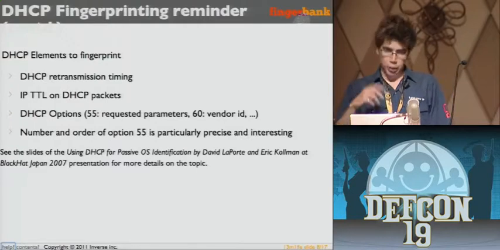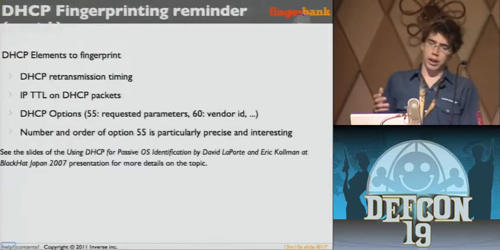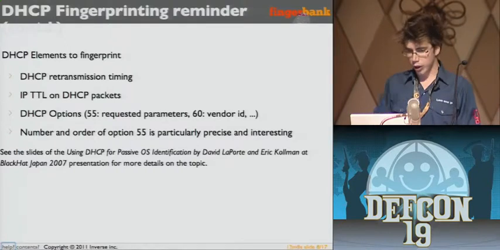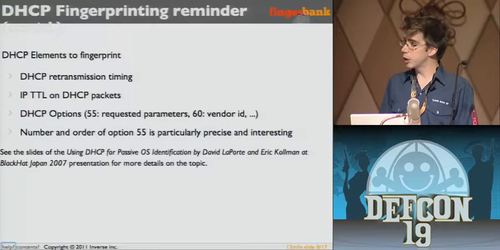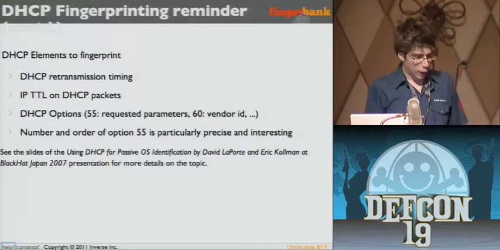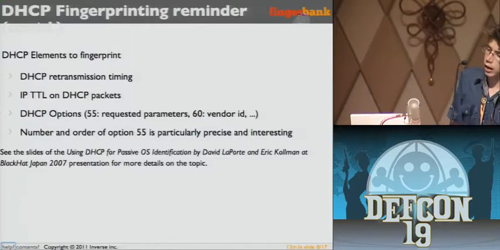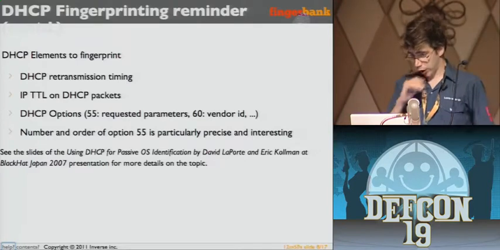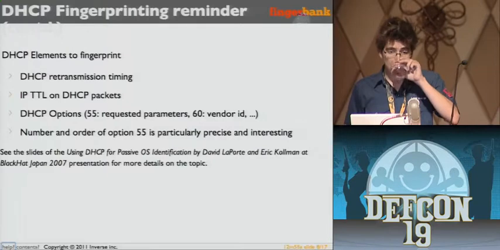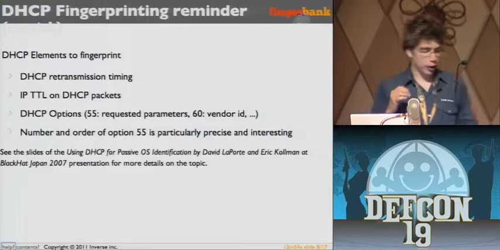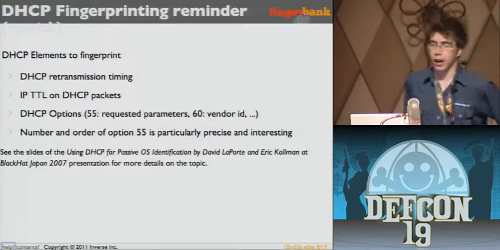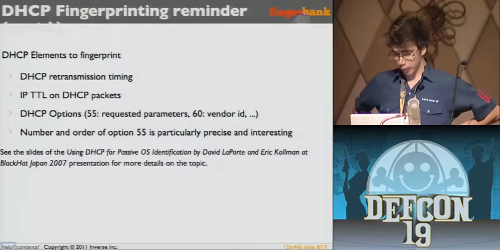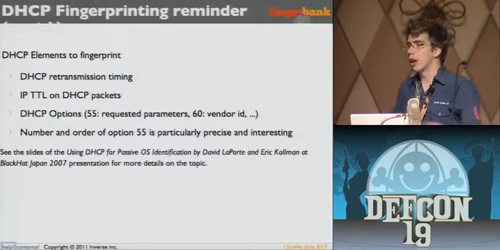So the fingerprinting, again, a reminder: what is possible to fingerprint on DHCP? You could focus on the retransmission timing and all the timing stuff, on the TTL, so the IP TTL on the packets. But the greatest, what we've been using for PacketFence actually, is option 55, which is the parameters.